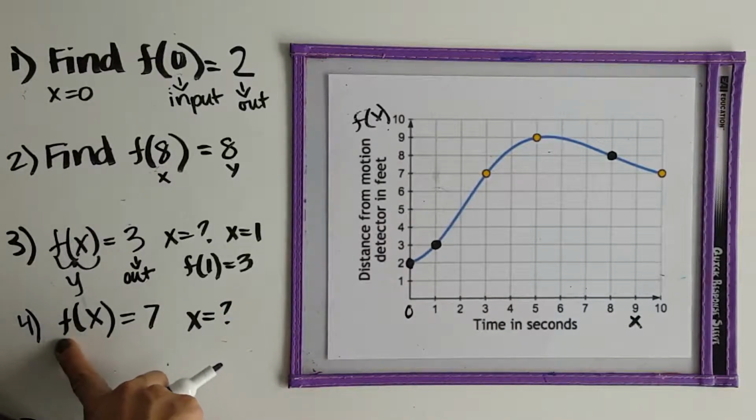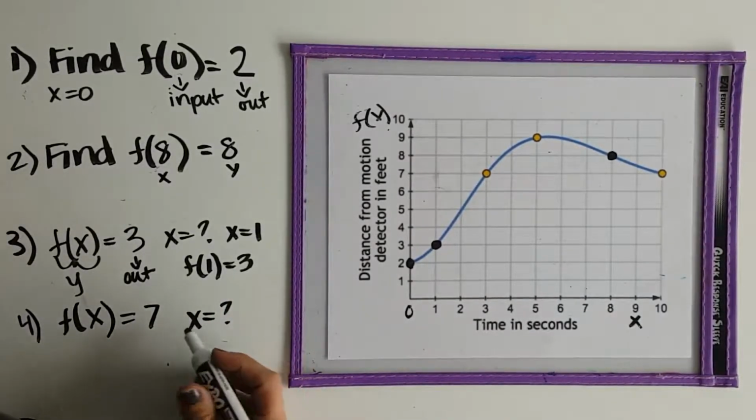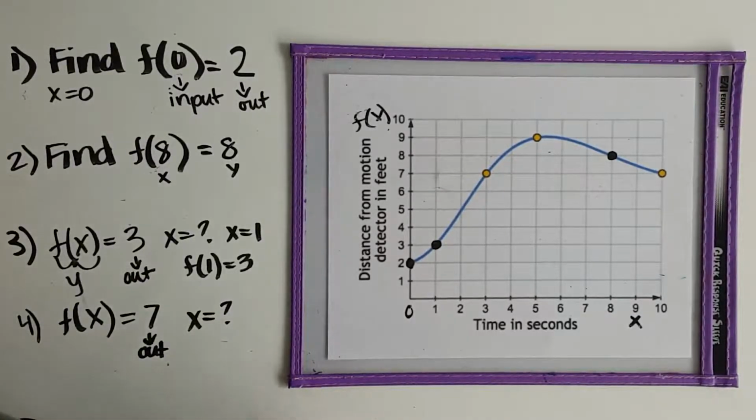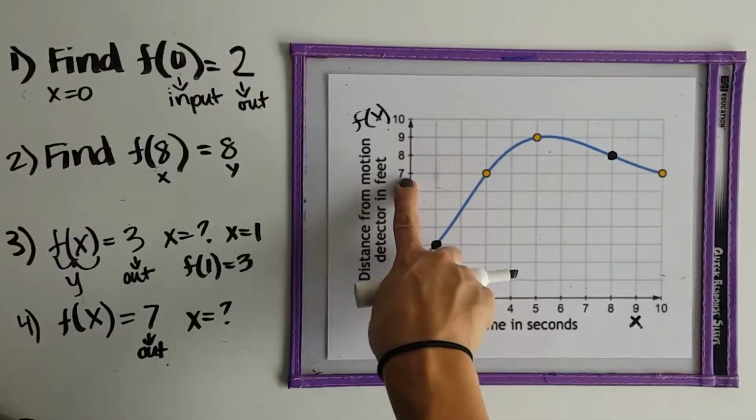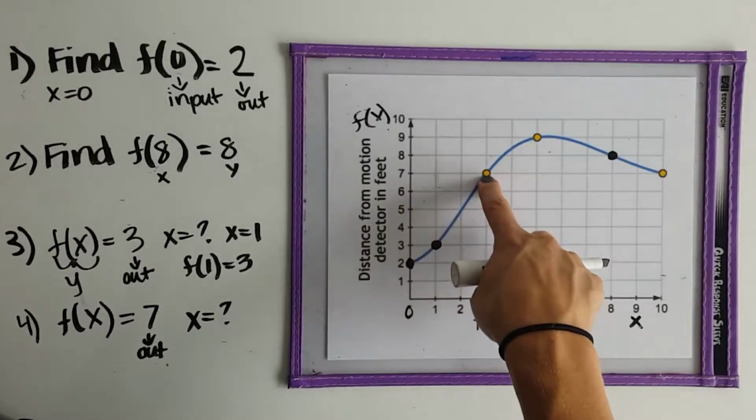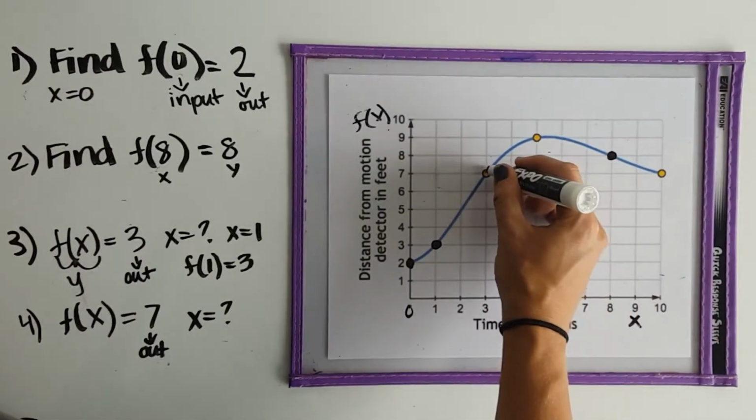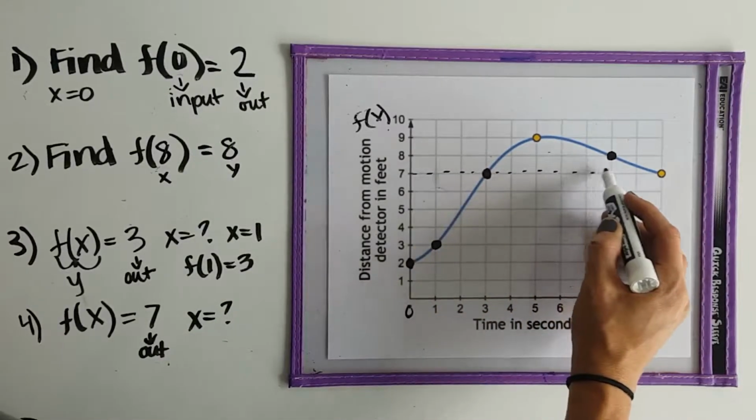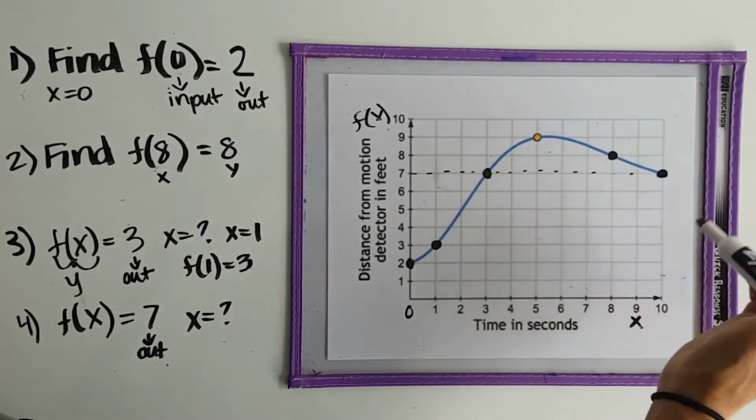In our last one, we have f of x is equal to 7. So again, 7 is our output, our y value. So I go to where y is 7. I scoot over to find the input that gave me that value. Well, there's 1. But if I keep going, I see that it hits my graph again over here.